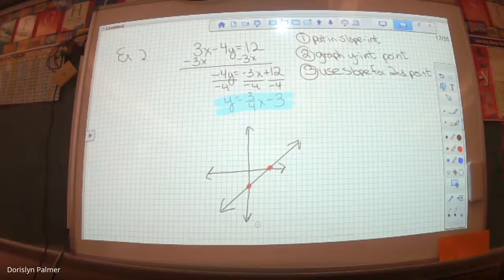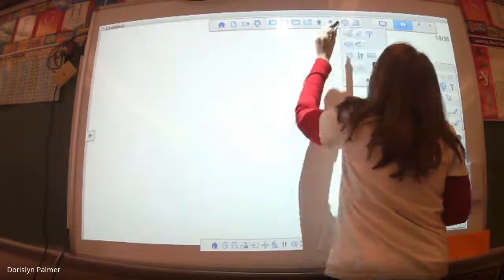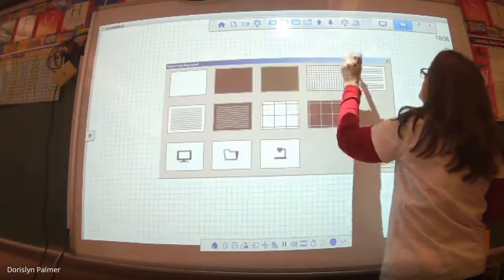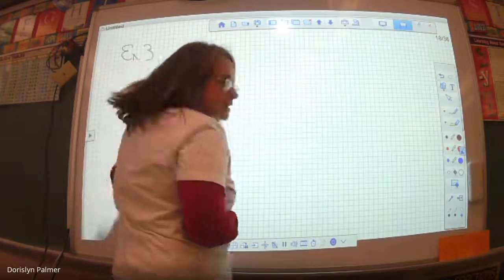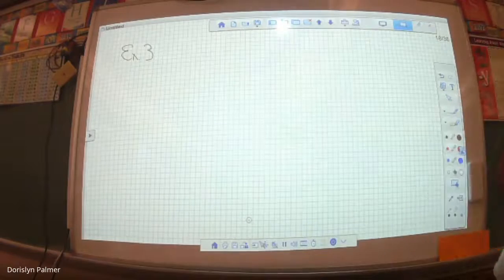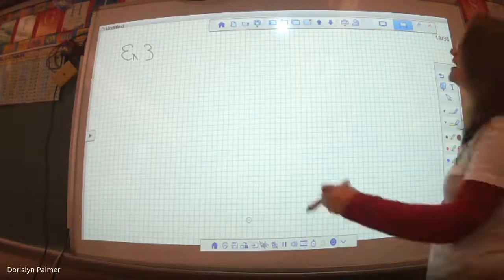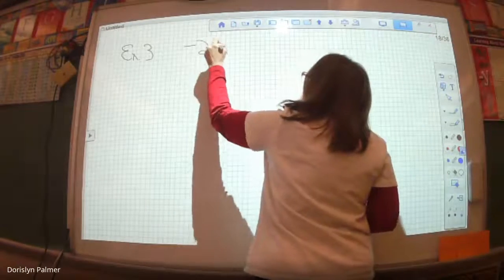Okay. Well, now it's not hard making graphs. Let's just try more examples. Example 3. And it's going to be the one from your book, negative 2x plus 5y equals 10.